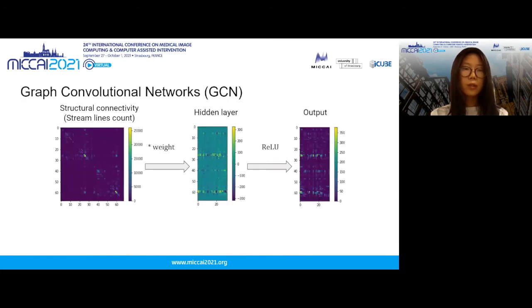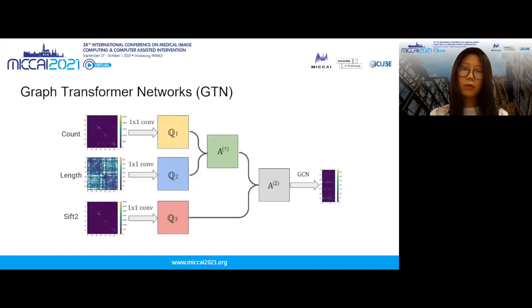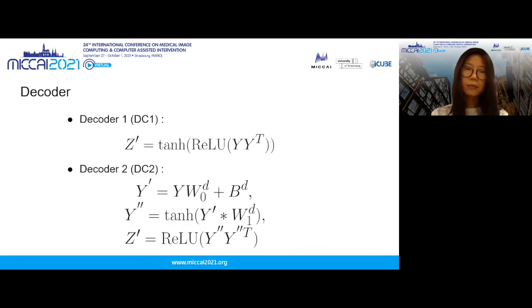Two encoders were used in our work. They are graph convolutional networks and graph transformer networks. To our knowledge, the original GTN-based framework has never been studied in the context of structure-function brain connectivity mapping. We also demonstrate that a trainable decoder which projects lower dimension vectors onto higher dimensional space can improve the model performance.